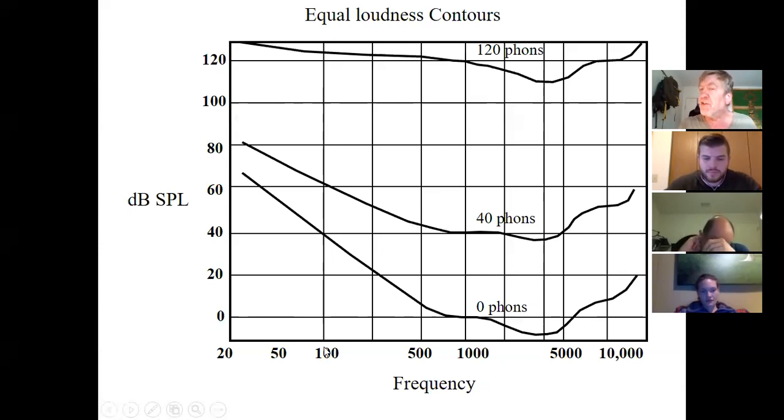Let's take 100 hertz and turn it up until it sounds as loud as the 1,000 hertz tone at 40. And you found out that 100 needed to go up to about 60. So now that 100 hertz tone sounded as loud as the 1,000 hertz tone did at 40. So every frequency on this middle curve is heard equally loud. How loud? As loud as the 1,000 hertz tone at 40 dB SPL.